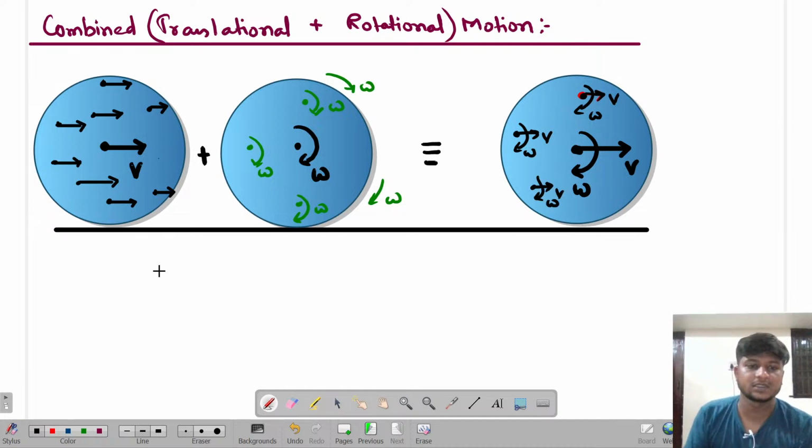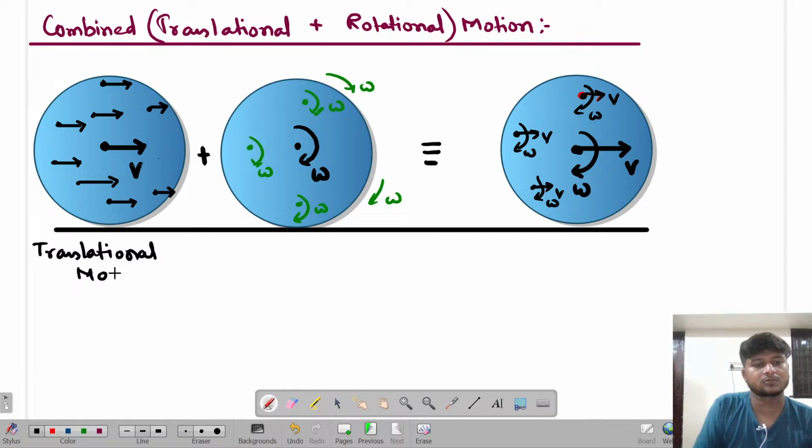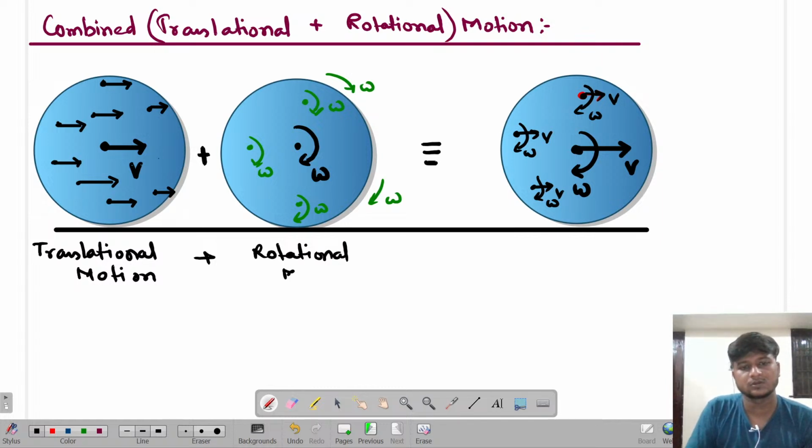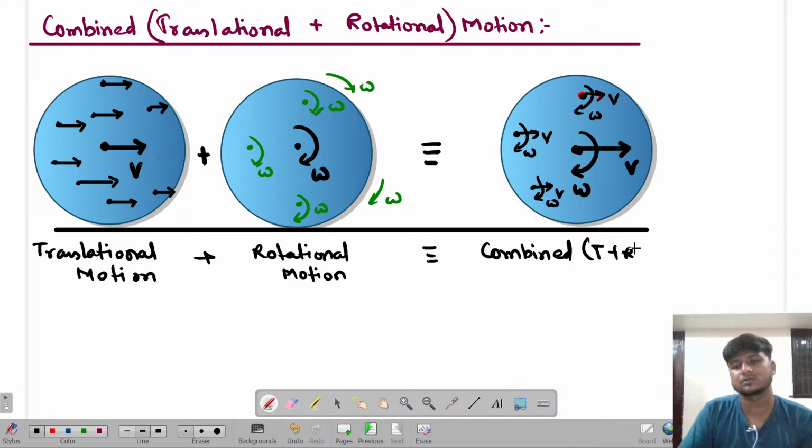Then we call it, so this is what? Translation, yes? And this is rotation, and in combined way, this is called combined T plus R. Are you able to get me or not?